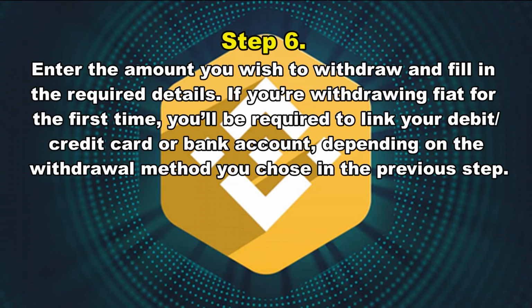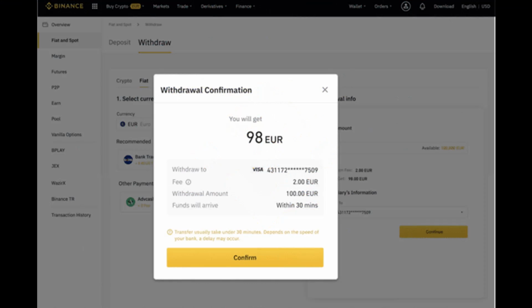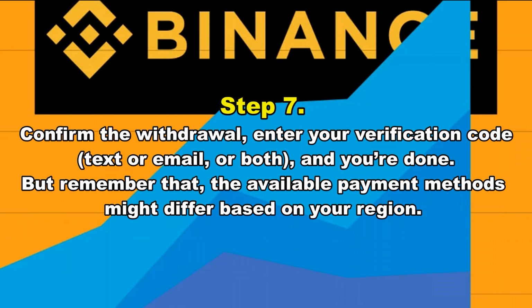Step 6. Enter the amount you wish to withdraw and fill in the required details. If you're withdrawing fiat for the first time, you'll be required to link your debit/credit card or bank account, depending on the withdrawal method you chose in the previous step. Step 7. Confirm the withdrawal, enter your verification code, text or email, or both, and you're done. But remember that the available payment methods might differ based on your region.